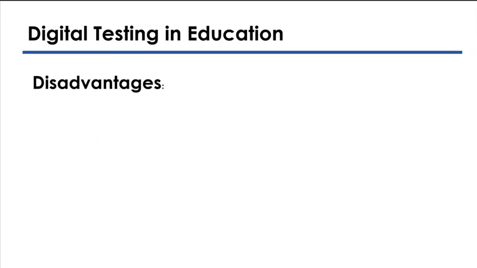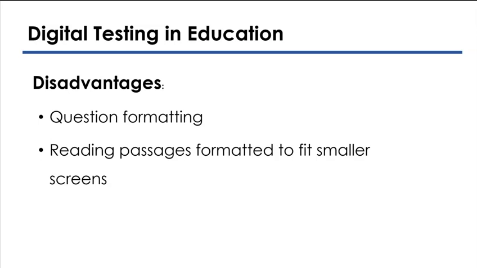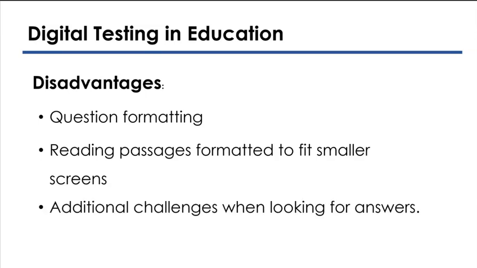Despite the effectiveness of going digital, there have been some disadvantages to the transition, dealing primarily with the formatting of the tests. According to research conducted by Dasher and Pilgrim, the online format of specific test items was found to be problematic for many students. For example, reading passages were formatted to fit smaller screens, which forced students to scroll up and down to read the content. This caused additional challenges when searching for answers, resulting in added stress for students.